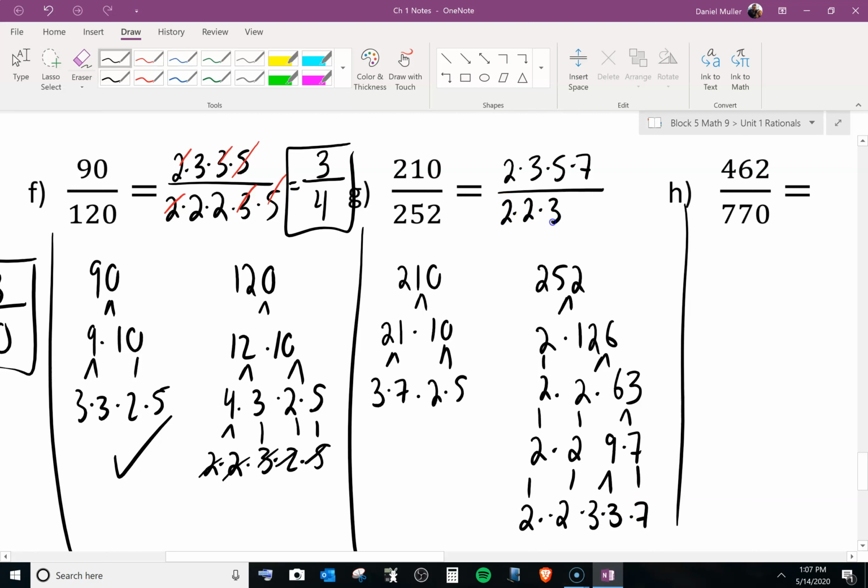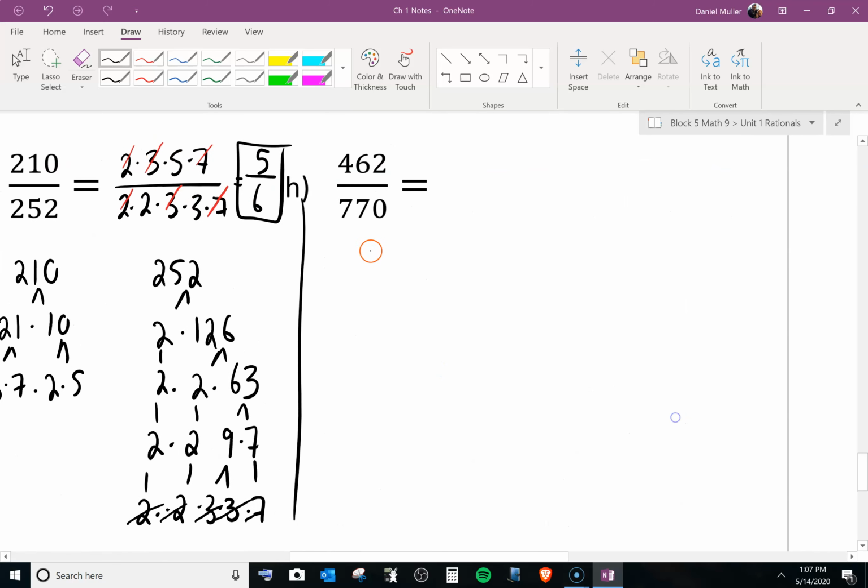2, 2, 3, 3, 7. Just double check: 2 2's, 2 3's, and 7. So what do I have here? 2 top and bottom, a 3 top and bottom, 7 top and bottom. So I'm left with a 5 on top and 2 times 3, which is a 6. So 5 over 6, that's way smaller than 210 over 252.